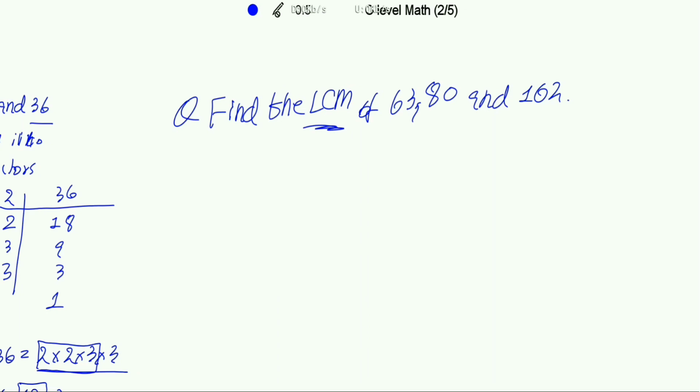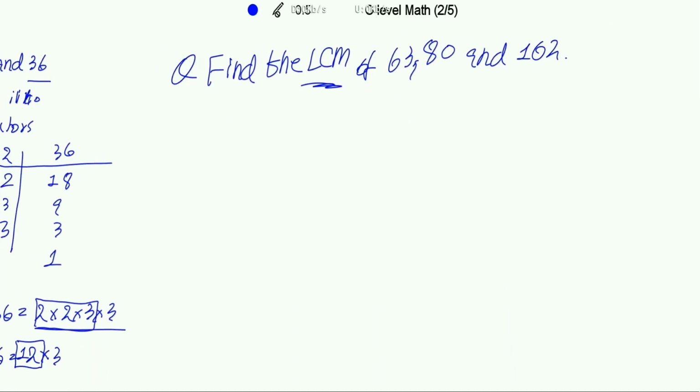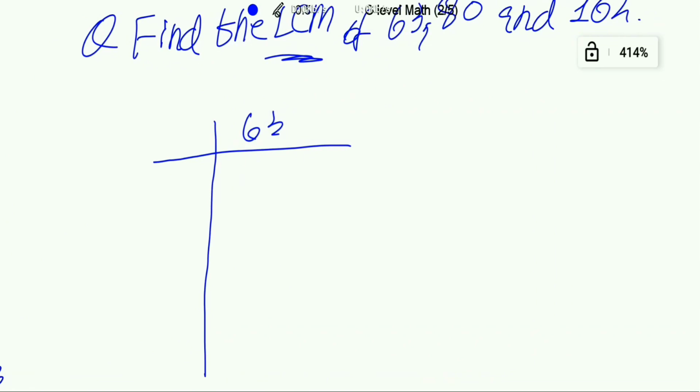Okay, so how do we find the least common multiple? Again, we're going to break each number into its factors. Let's start with 63. We cannot divide this number by 2, as you can see for yourself, but 3 might be a possible value to divide it by. So 3 times 21 is 63, and 3 times 7 is 21, and 7 once is 7. Okay, we have broken it down.